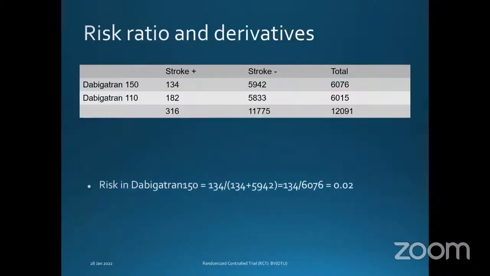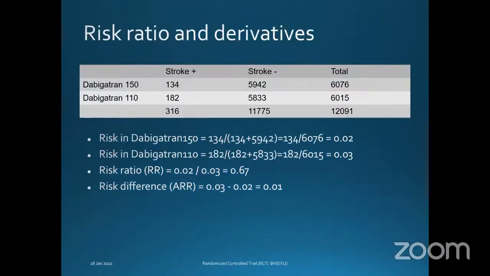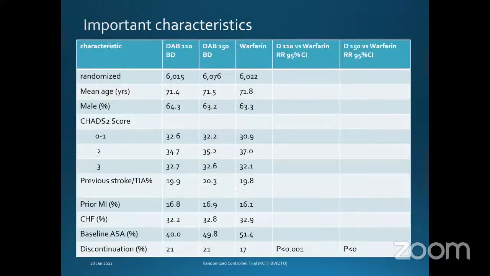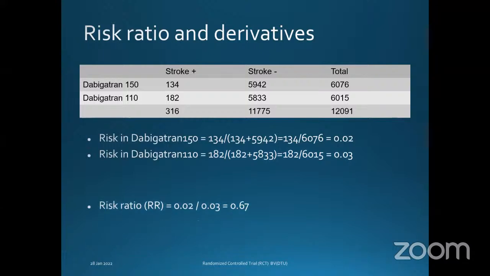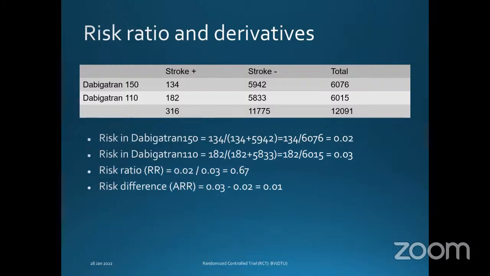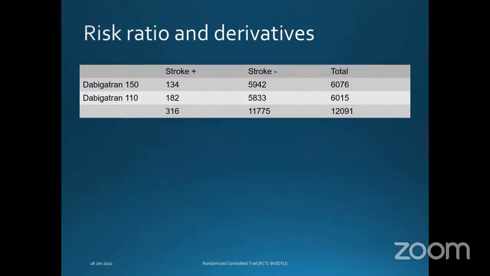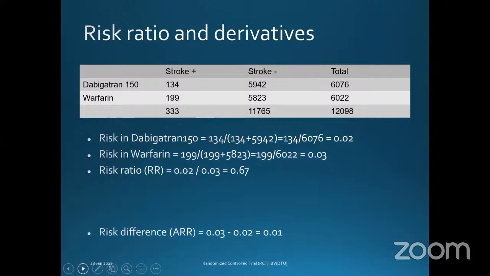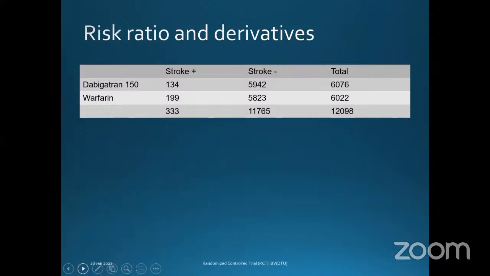The NNT part, you can see the NNT, it's going fast, right? That is 100, NNT is 100. Okay, next. Risk in dabigatran, risk in warfarin, risk ratio, risk difference, and risk.